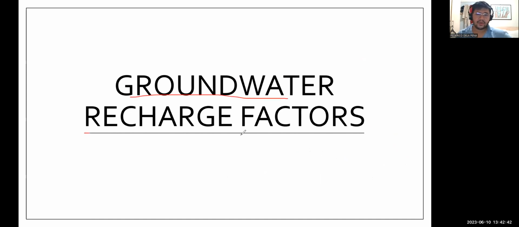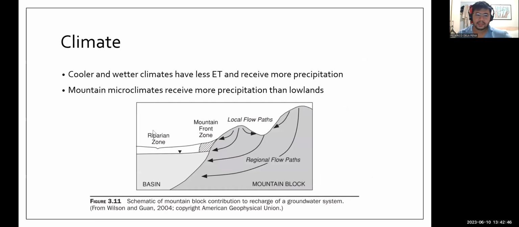Now let's talk about actually groundwater recharge. And this recharge has a variety of factors. For climate, generally, when you have a cool and wet climate, you have minimal evapotranspiration because you have a cool climate and generally wet weather. And you also get a lot of precipitation. This is the most ideal setup for maximum groundwater recharge. Okay? The opposite probably is a hot and dry climate, such as in deserts, where you have a lot of evapotranspiration and you have very minimal precipitation.